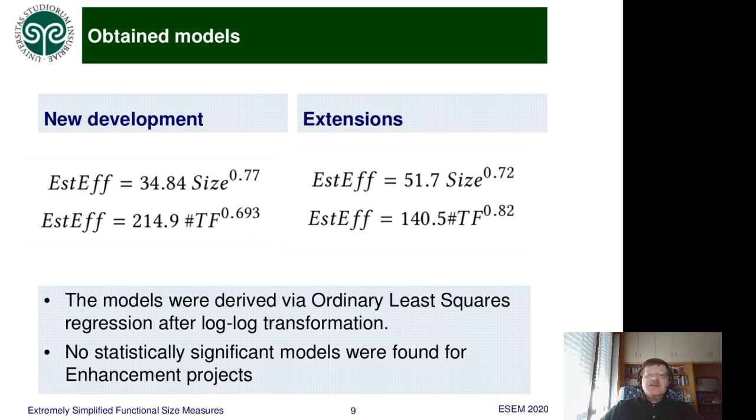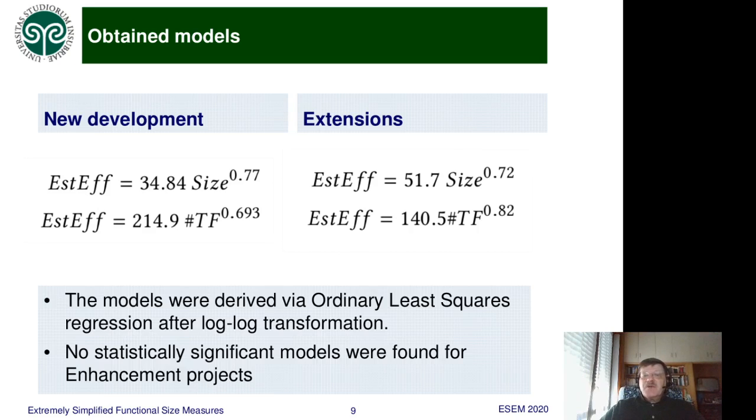We built the F4 models using ordinary least squares regression after log-log transformation, as was done by many authors, including, for instance, Barry Bean with Kokomo. We found statistically significant models for new development projects and extension projects, but not for enhancement projects. The models we found are those described here.